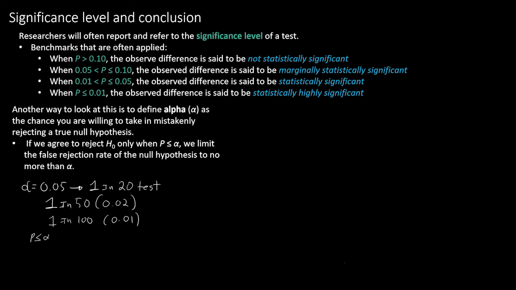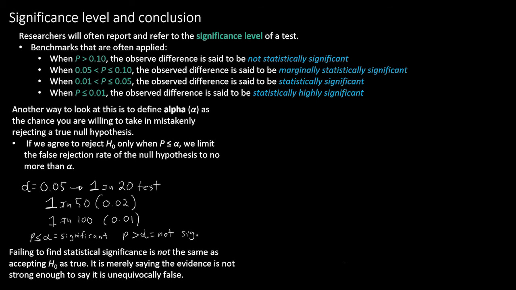The jargon is to say that results are statistically significant when p is less than or equal to alpha, and conversely, when p is greater than alpha, the results are not statistically significant. Beware though that failing to find statistical significance is not the same as accepting that the null hypothesis is true. It is merely saying the evidence is not strong enough to say that it is unequivocally false.